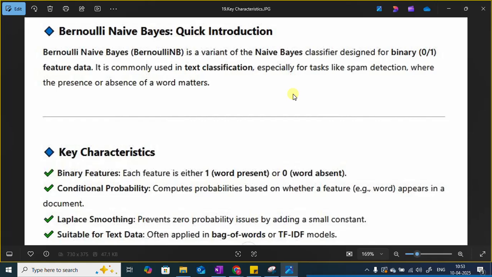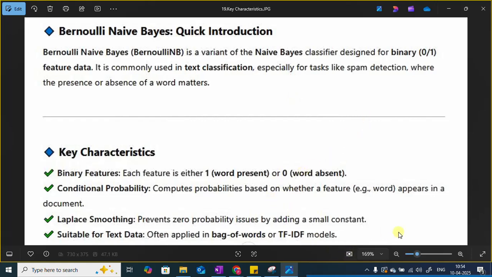Conventional probability computes probability based on whether a feature word appears in the document or not. Now, Laplace smoothing prevents the zero probability issue by adding a small constant. It is suitable for text data, often applied in the bag of words idea.